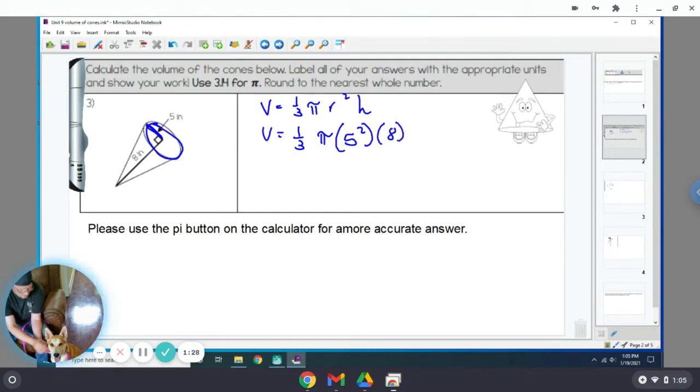So in my calculator, I'm going to do the pi button times 5 squared times 8. And you get 628.32. So now if this was a cylinder, that would be your answer. But since it's a cone, it's 1/3 of that, and so then we're going to divide that by 3. So your final answer will be 209.44 inches cubed, because volume is always cubed.